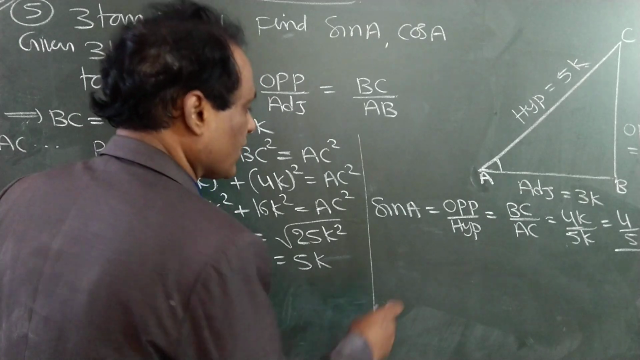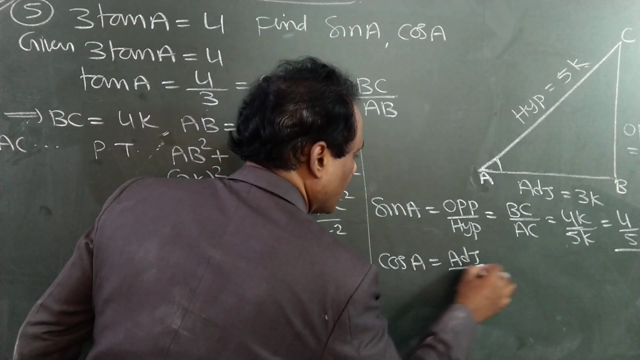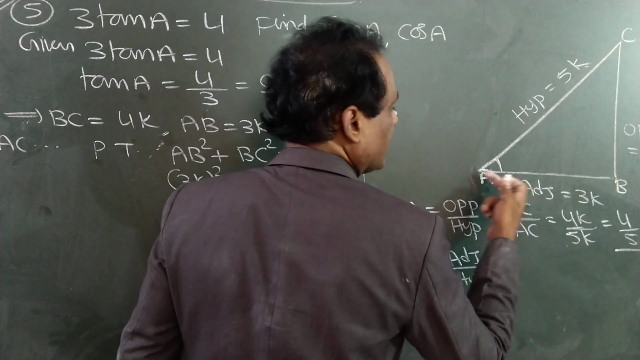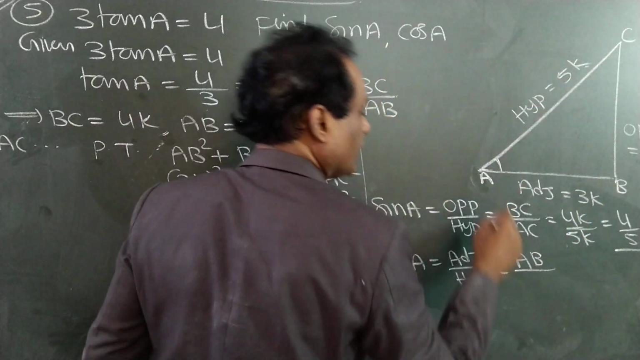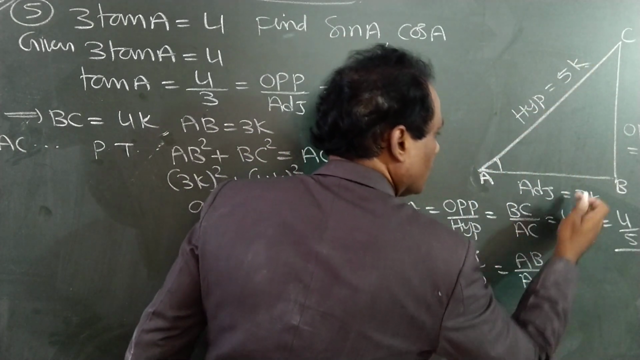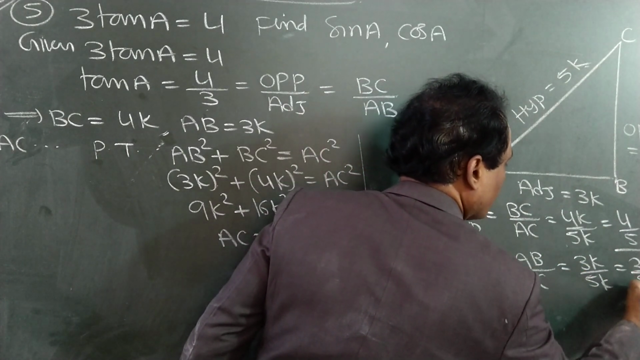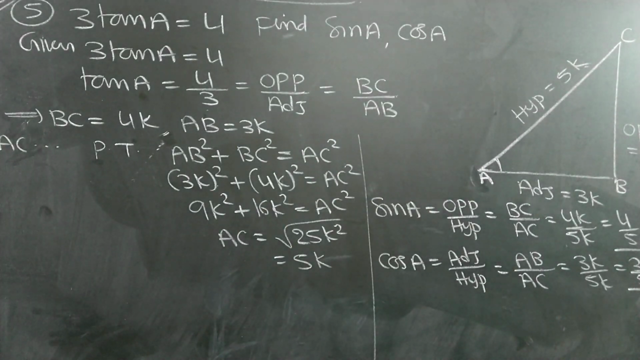Second question is cos A. What is the cos definition? Adjacent by hypotenuse. What is adjacent? AB. Hypotenuse is AC. That is 3K by 5K. K, K cancel, 3 by 5 answer. Following or not, you tell me, students.